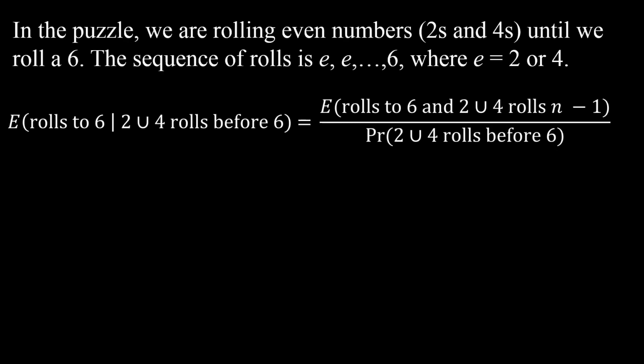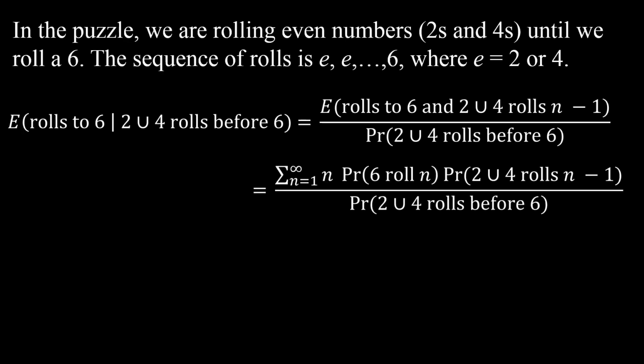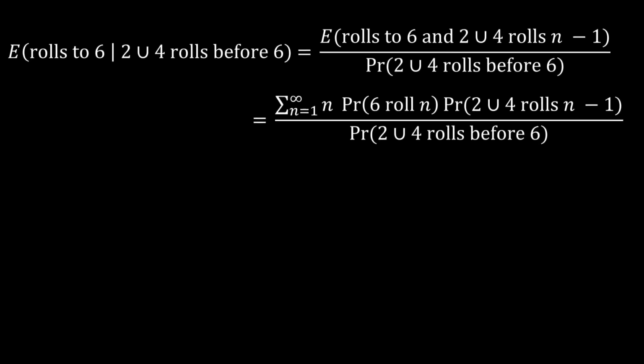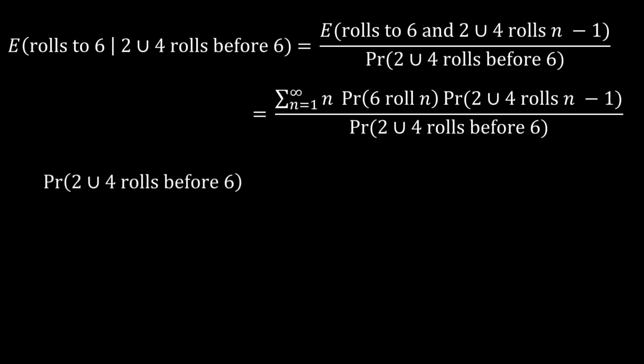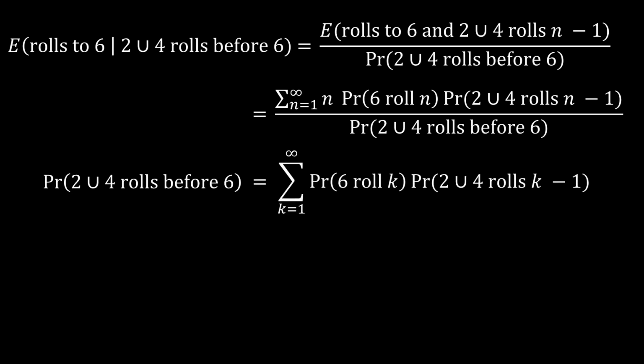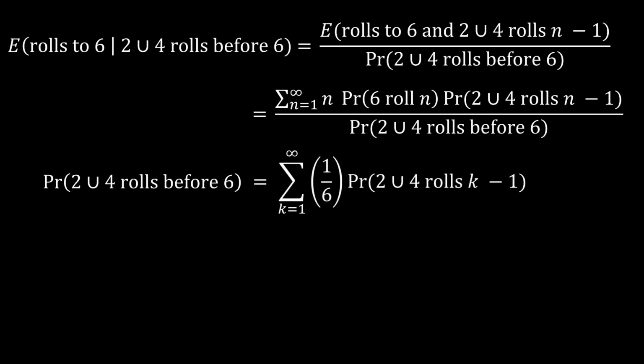We need to know the probability that we get only 2s and 4s before we roll a 6 in some roll. This will be the sum from 1 to infinity of the probability that we roll a 6 in roll k times the probability we only get 2s or 4s before roll k, which will be the rolls all the way up to k minus 1. Now the probability that we roll a 6 in any particular roll will be 1/6, and then the probability that we roll only 2s and 4s up to that roll will be the probability 2/6, which simplifies to 1/3, for each of the k-1 rolls before we get the 6.